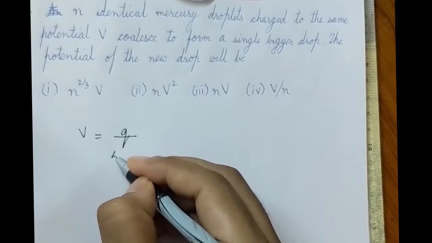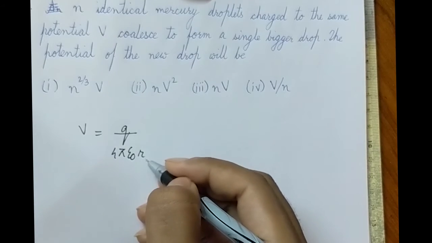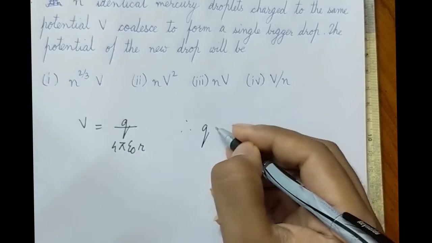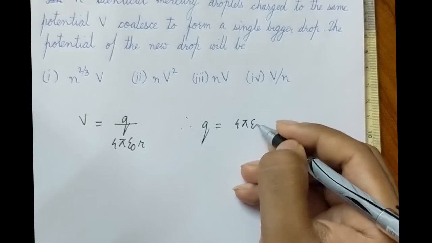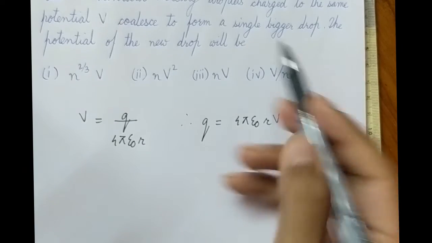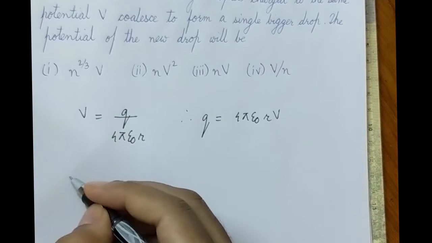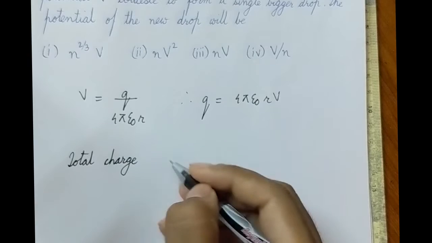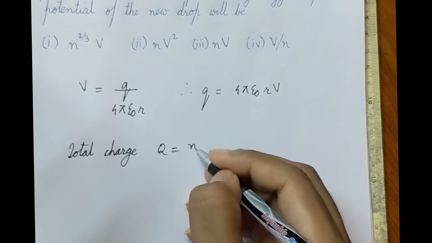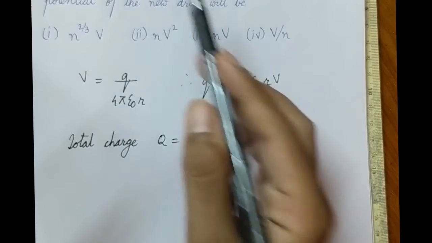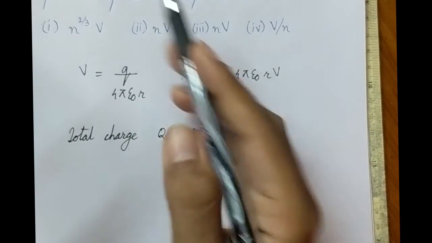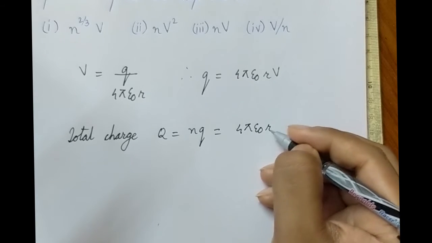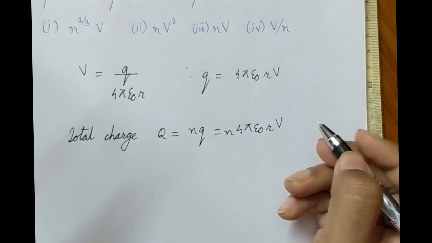droplet, is Q by 4 pi epsilon naught r, r being the radius of each smaller mercury droplet. Therefore, charge of each mercury droplet is 4 pi epsilon naught r into V. Now there are n identical droplets, therefore the total charge in our system, we'll replace it with a capital Q, is just n times of Q because there are identical mercury droplets. So the total charge is n times of that. So we have 4 pi epsilon naught r into V and n times of that.